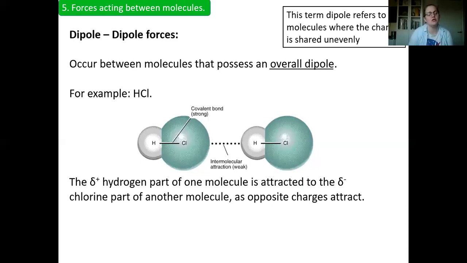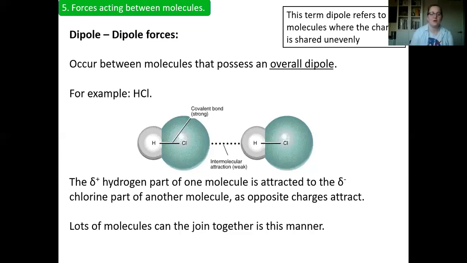The partially positive hydrogen part of one molecule is attracted to the partially negative chlorine part of another molecule. So it's still opposites attract. It wouldn't be the chlorine and the chlorine attracting. It's the partially positive hydrogen attracting itself to the partially negative chlorine. It's the partially charged sections attracting themselves to each other. Lots of molecules can join together in this way, but remember, these forces are weak. It doesn't take much to break these forces at all.